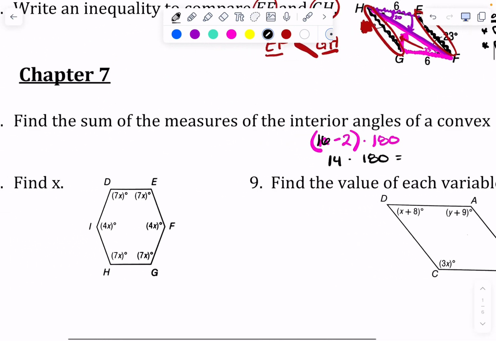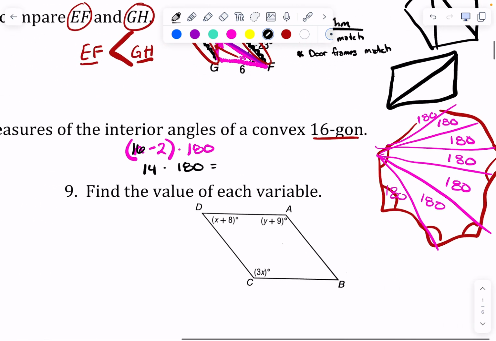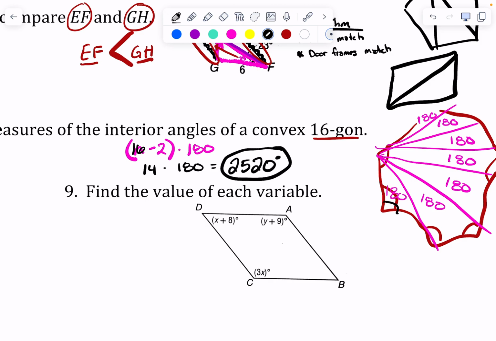And the sum of the measures of the interior angles of a convex 16-gon. Okay, 14 times 180, that's going to be a huge number. 2520. So that means if I add up all of these angle measures, whatever they are, it would be that many degrees. That's a lot. Lots and lots and lots.